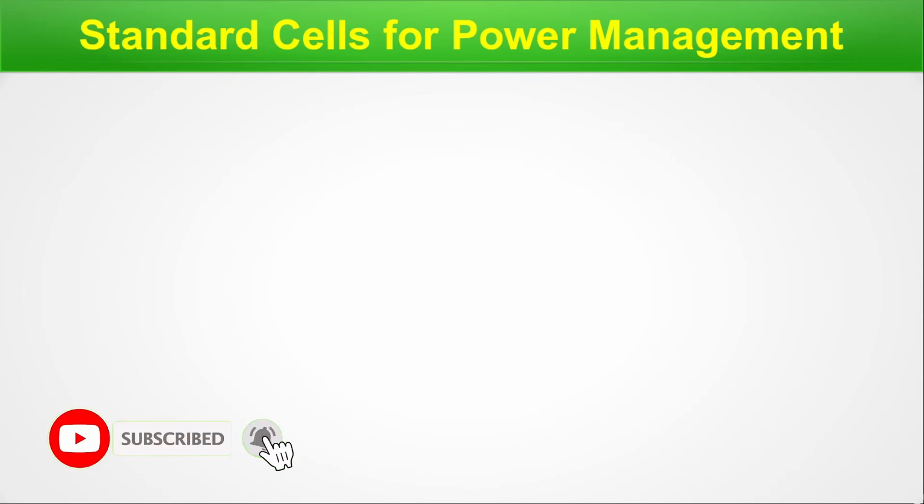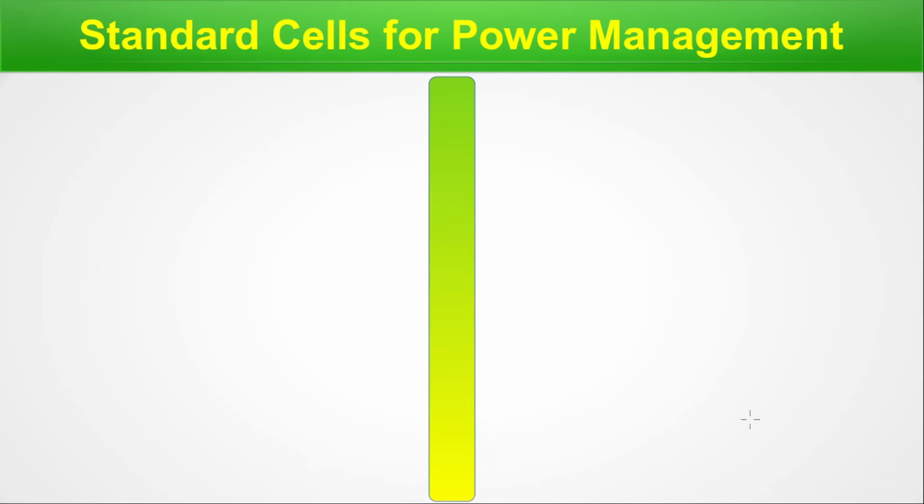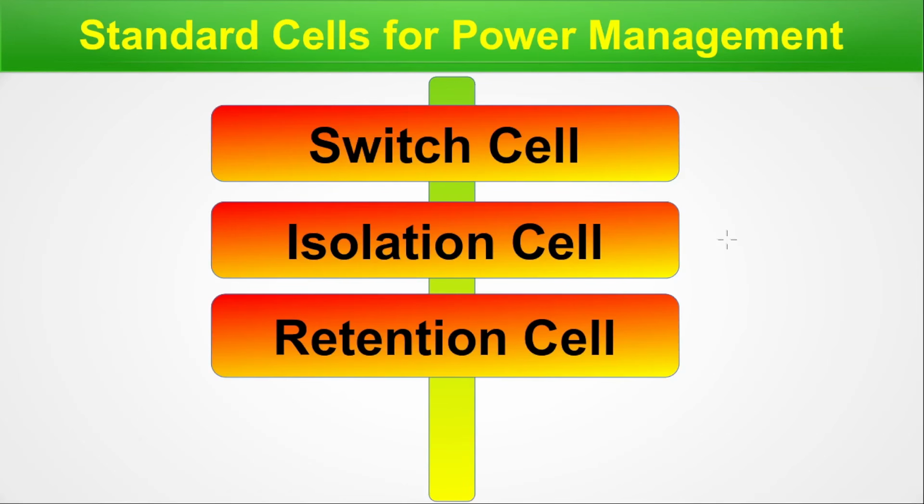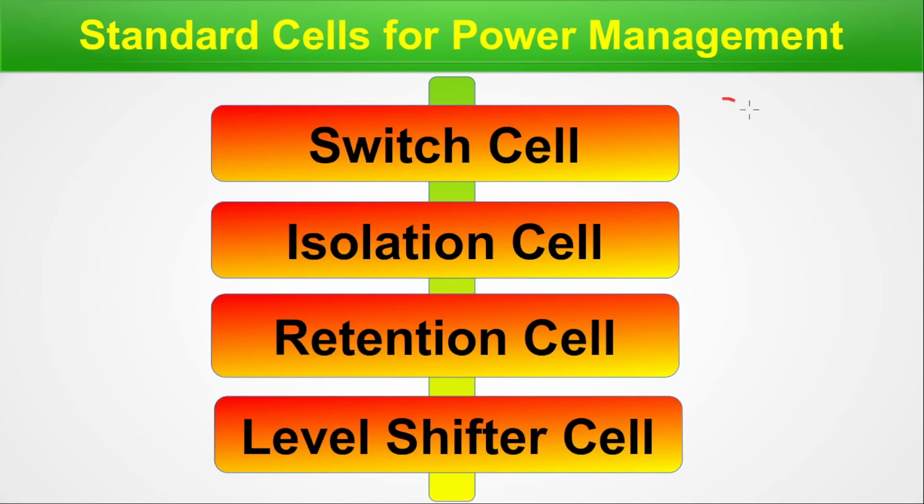Standard cells for the power management. So in the previous slide we have talked about different kinds of operations. To enable this kind of operation, what do we have to do? We have to use multiple pre-designed standard cells in our chip. What are those standard cells? Switch cell, isolation cell, retention cell, and level shifter cell. So these 4 types of different standard cells are used for power management.